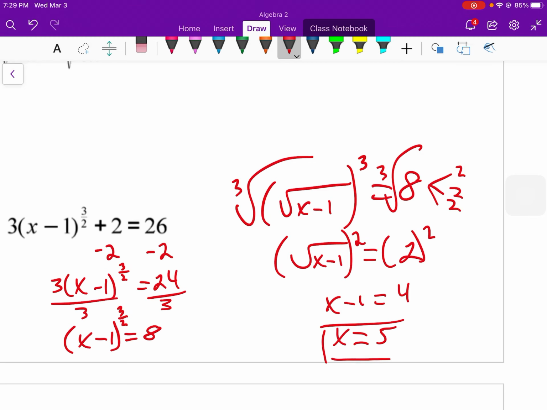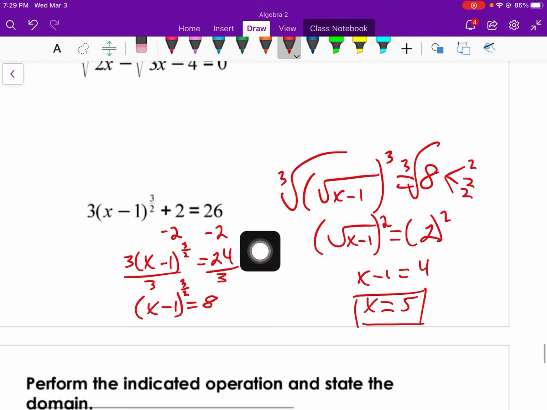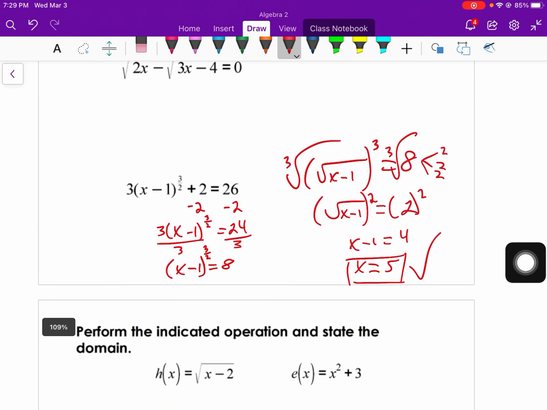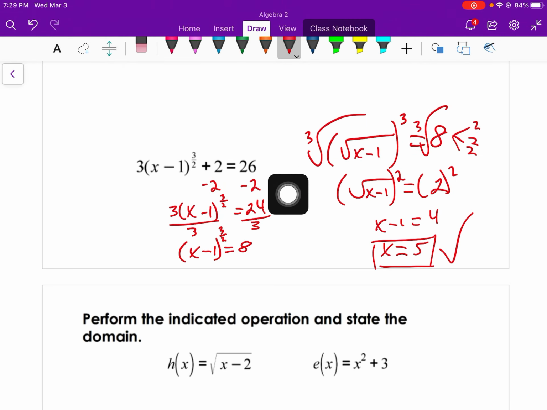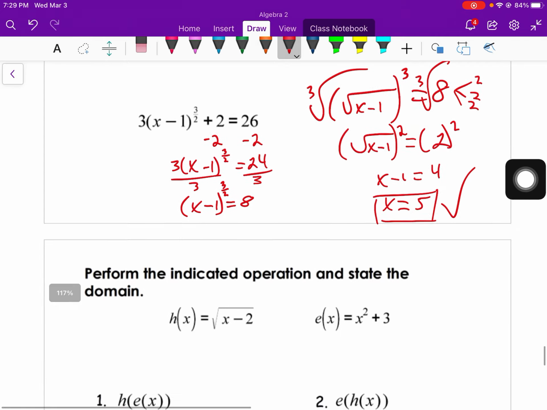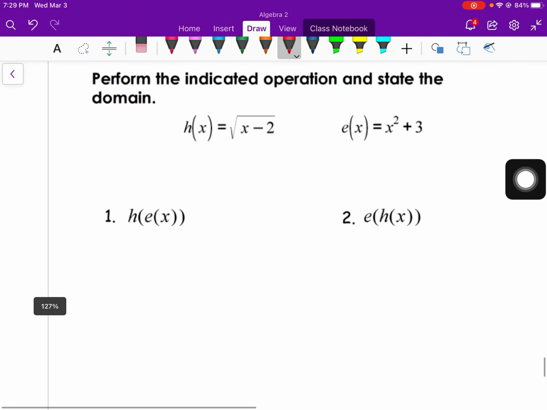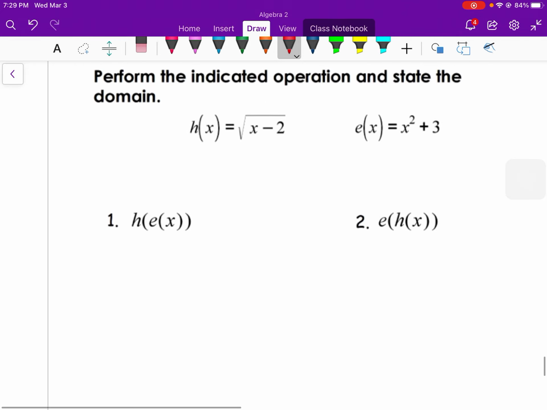So x equals 5. If we plugged in 5, we would get 5 minus 1 is 4. When we take the square root, it's 2. Cubed is 8. 8 times 3 is 24 plus 2 is 26. Good. So that one works out there. If you want to check by yourself, I would do so because I went through it a little quick. And then finally, we have composition of functions.